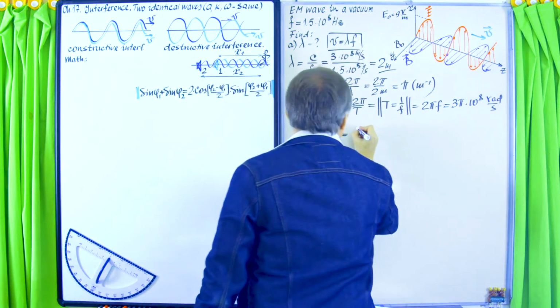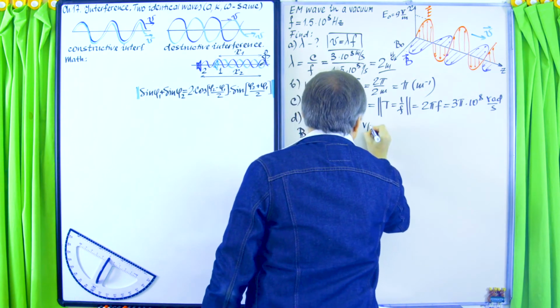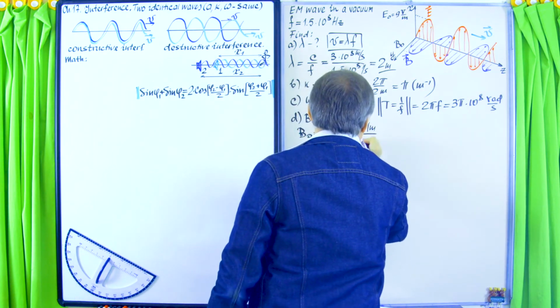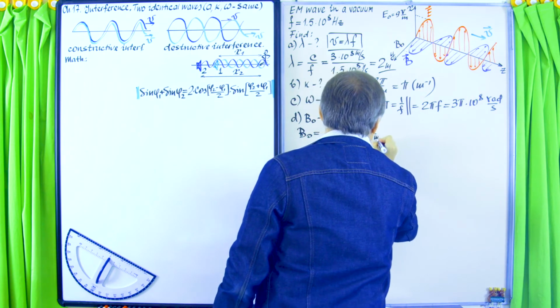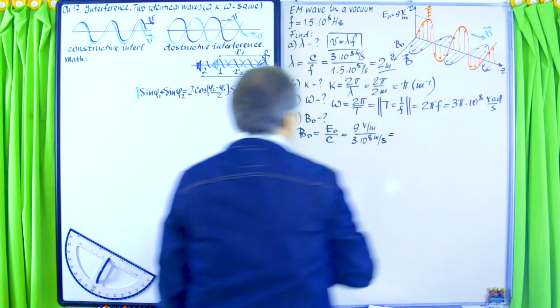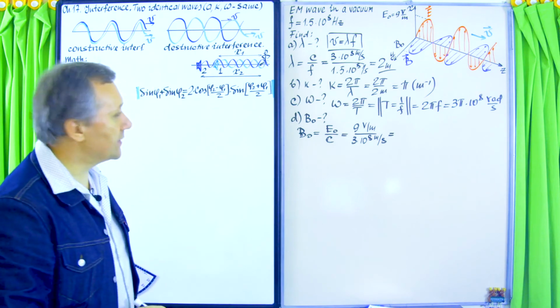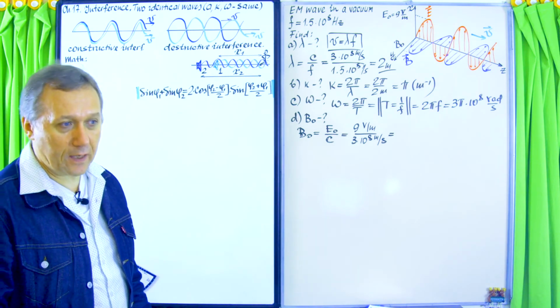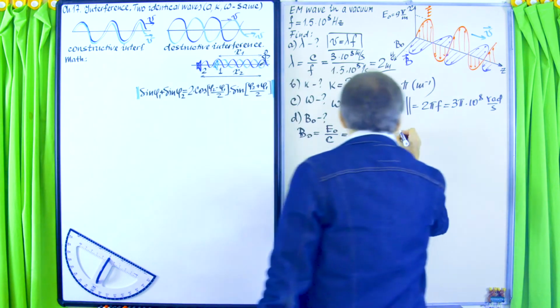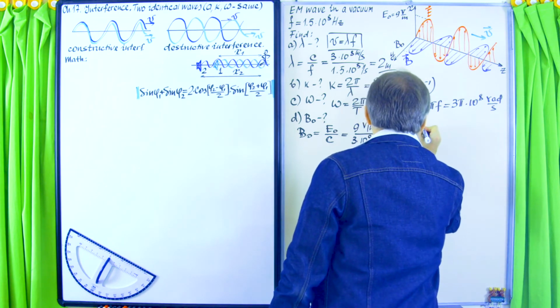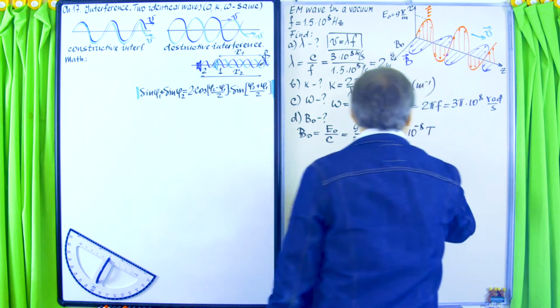So this is 9 volts per meter divided by 3 times 10 to the power 8 meters per second, right? So it will be 3 times 10 to the power of minus 8, of course, Tesla.